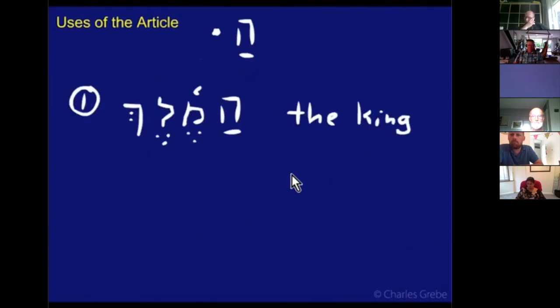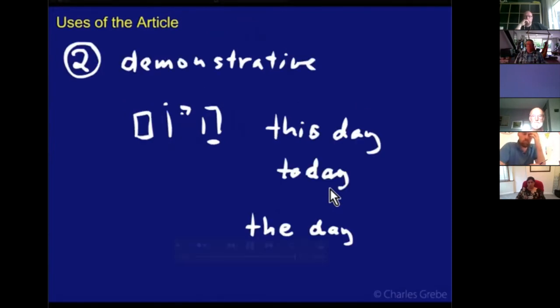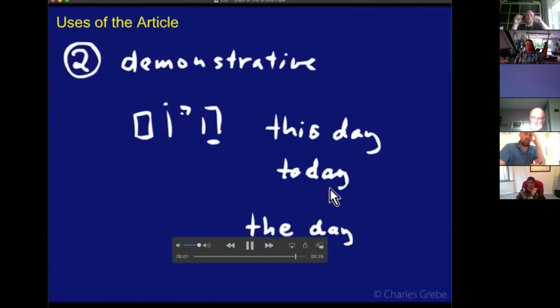First is the regular specifying a noun. This is the regular use of the article. Second use is as a demonstrative on some words in some context.